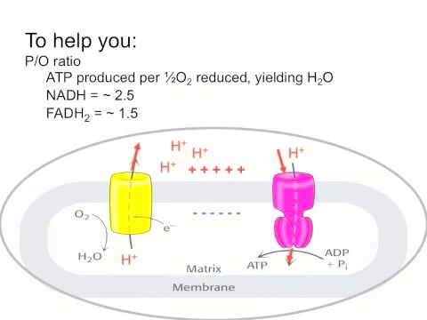So how much energy do you get from NADH and FADH2? This can be measured in what's called a PO ratio. This stands for the ratio between moles of ATP produced per moles of molecular oxygen reduced to yield water. NADH produces 2.5 ATPs per oxygen, and FADH2 produces about 1.5. So for every NADH that enters the electron transport chain, you get a resultant 2.5 moles of ATP, whereas for FADH2 you only get 1.5 moles.